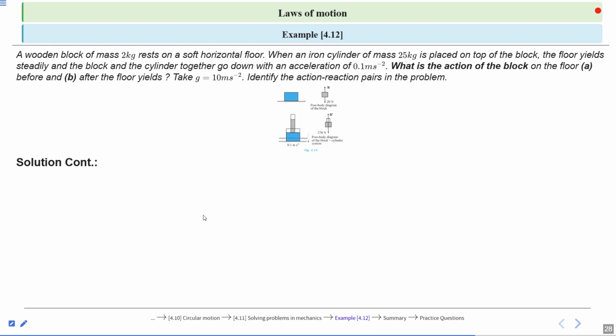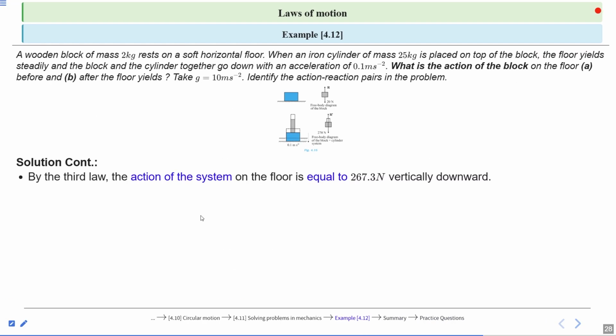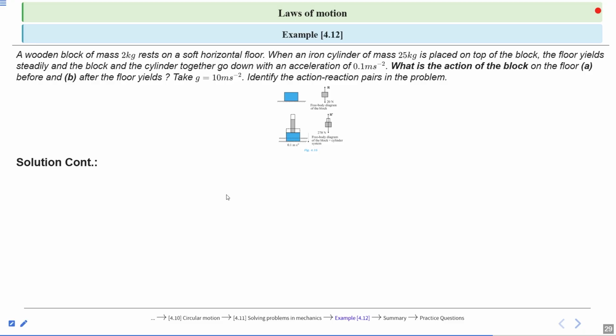So by the third law, the action of the system on the floor is equal to 267.3 Newton vertically downward. Next is action reaction pairs.